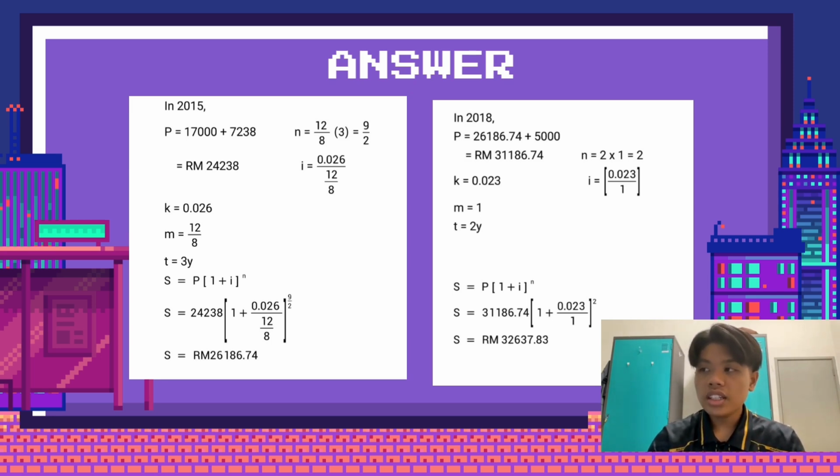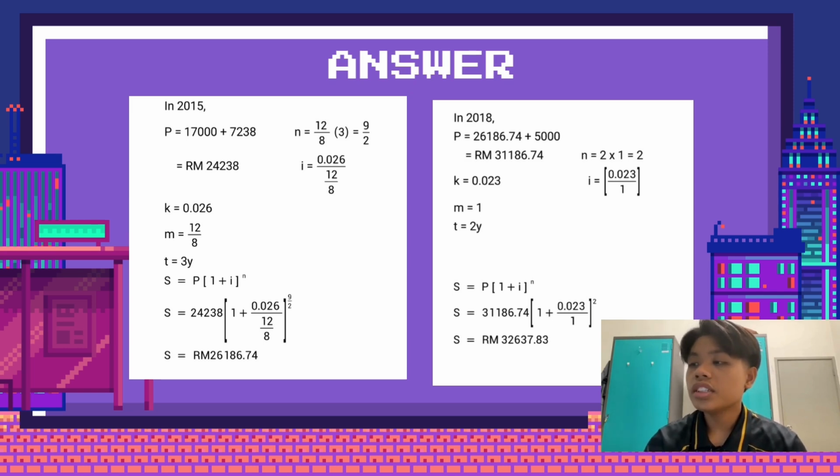So, in 2018, our P is 31,186 ringgit and 74 cents. Our n is 2, and our i is 0.023. Our K is 0.023. Our M is 1, and last but not least, our T is 2 years. For this problem, we use the formula S equals P bracket 1 plus small i bracket to the power of small n. In this question, we need to find our S, which is our future value.